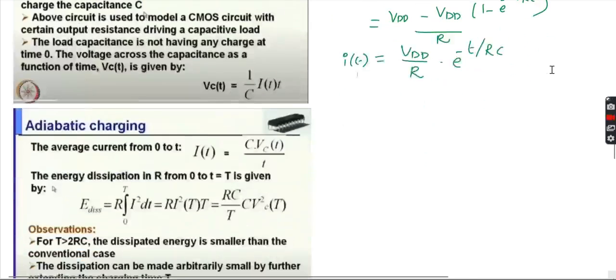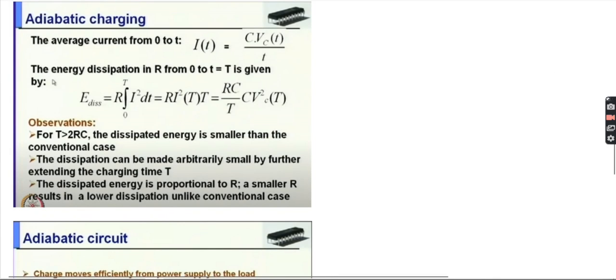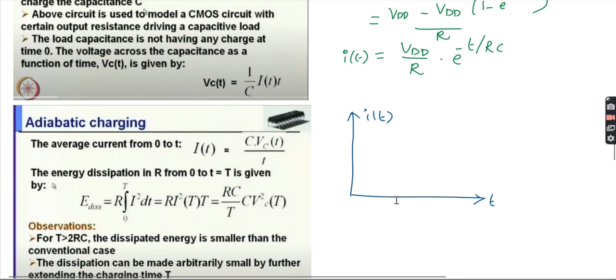Now we can see how the graph will be. Let me put the I of t graph. This will be your t, and this will be your I of t. What is I of t? I of t is nothing but VDD by R, the maximum amplitude. The maximum current is VDD by R, with e to the power minus t by RC. E to the power 0, when t is equal to 0, is the maximum value I will get. When t increases, what will happen? It will be exponentially decaying like this. So now you can compare that graph and this graph.